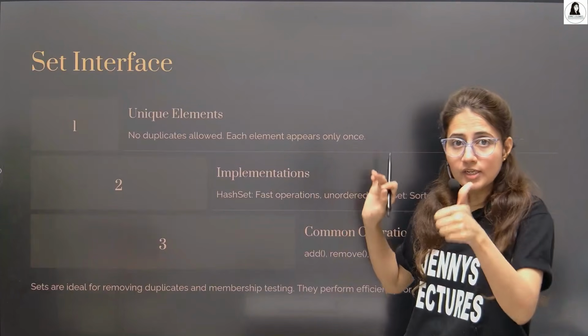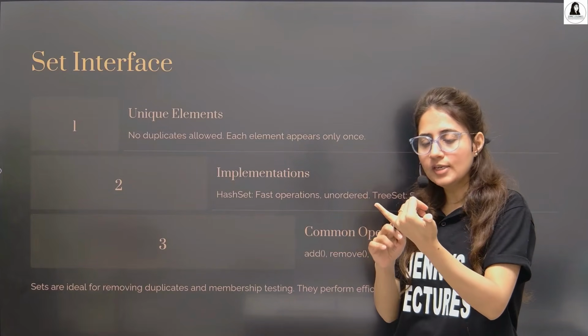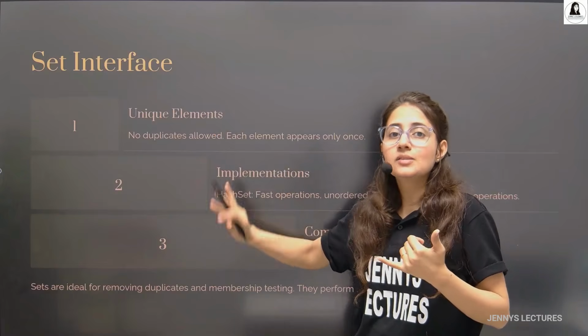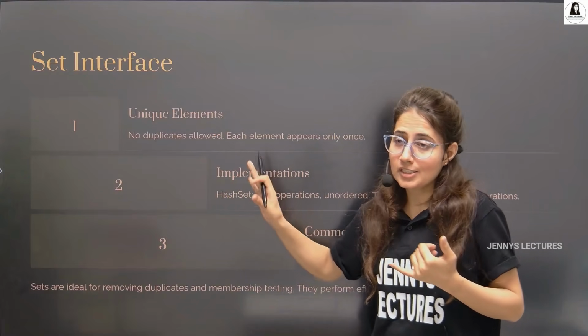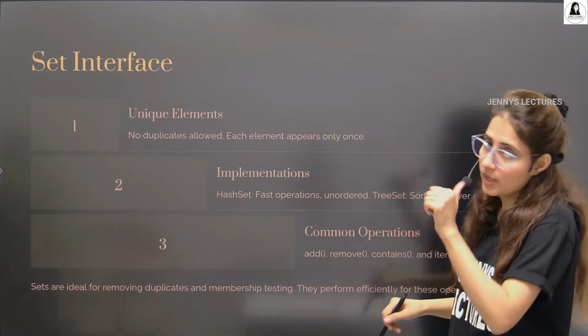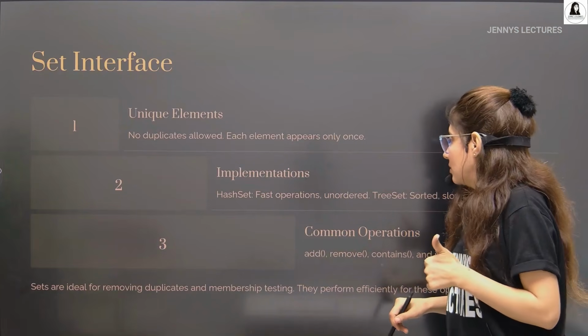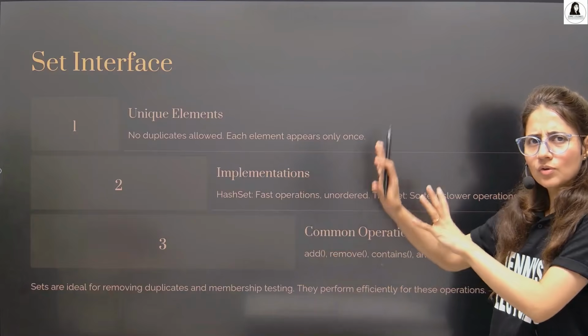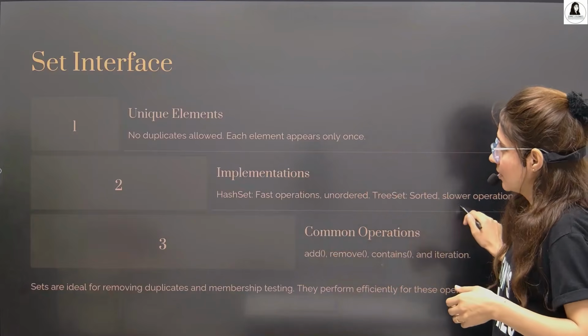Set means unique elements are there. If you need unique elements in your data structure, go for Set. But this is unordered. There is no indexing here. HashSet we can implement, with fast operations for sure. The common operations are the same, like add and remove. These are common operations of all the interfaces.